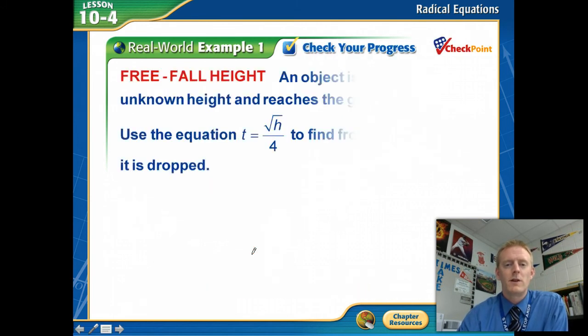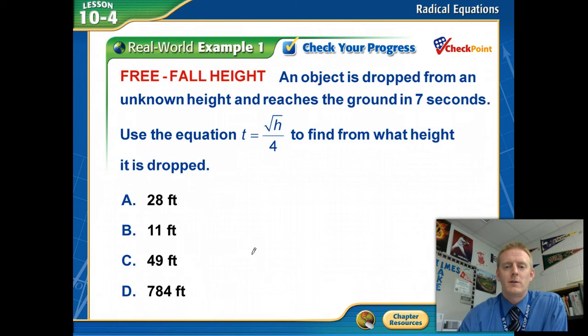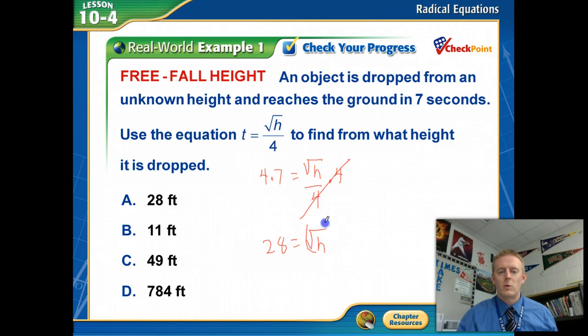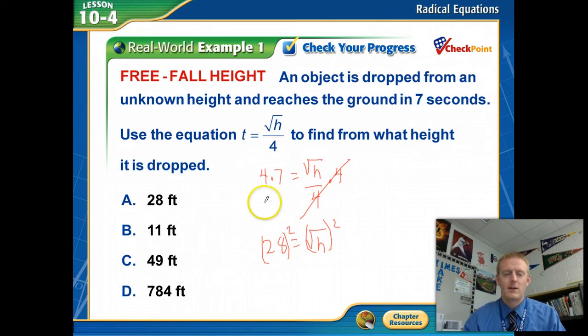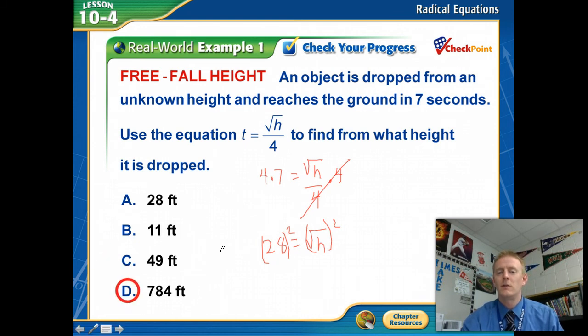Perfect. Moving on, same kind of process. See if you can solve this one. Instead of our t being 5, our t is going to be 7. So in for t we have 7, equals the square root of h divided by 4, times 4 to both sides, and we get 28 is equal to the square root of h. We're going to square both sides to get h by itself. I don't know what 28 squared is off the top of my head, so I'm plugging it into the calculator, and I get 784. So h is equal to 784 feet.